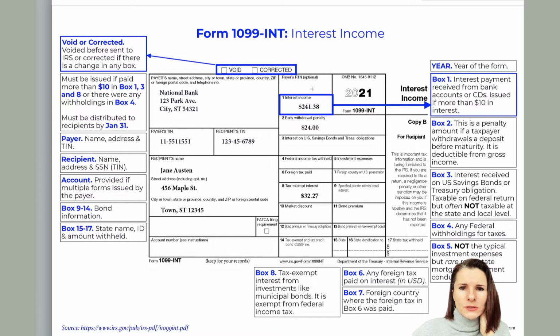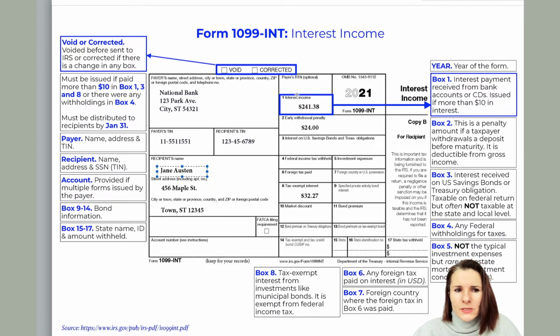So let's just go first with the information that's listed. It lists the bank that you are with, whether or not the form is corrected or void. I haven't seen void used, but corrected, yes. Now, payer's TIN, taxpayer identification number. This is kind of like a social security number for the bank, for the institution. And then the next one is your taxpayer identification number, which is your social security number. And this is actually a dummy. Everything here is a dummy I use for Jane. And this is her address where she lives.